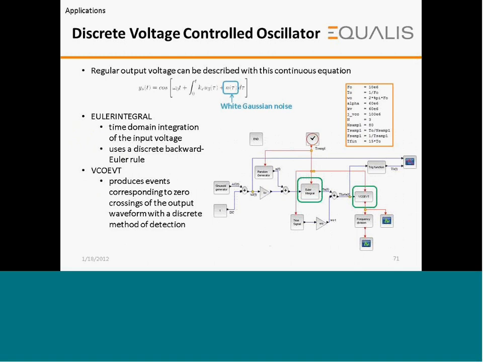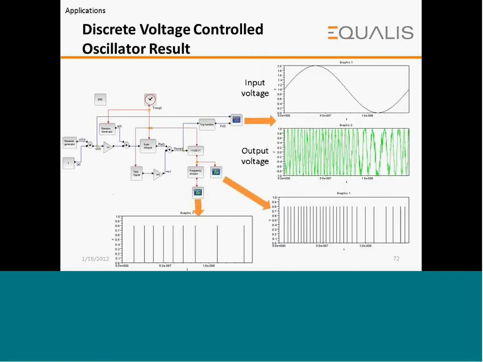Discrete voltage controlled oscillator is another example. Xcos block diagram and the parameters are shown here. Here are the results.